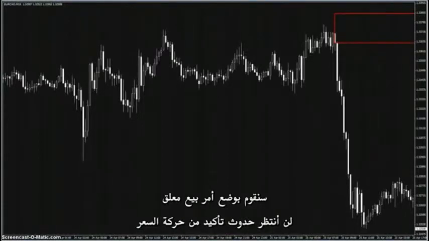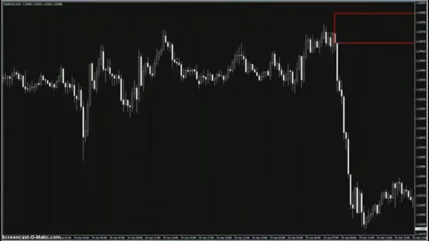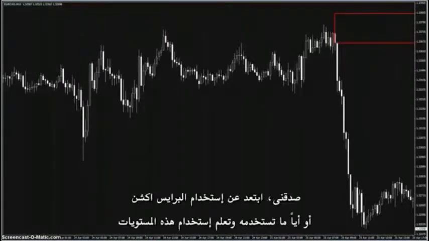I don't wait for confirmation with price action. I don't wait for a divergence to form. I don't wait for any of that. It's useless. It doesn't do anything. Trust me, just stop using price action and whatever else you're using and learn how to use these levels.